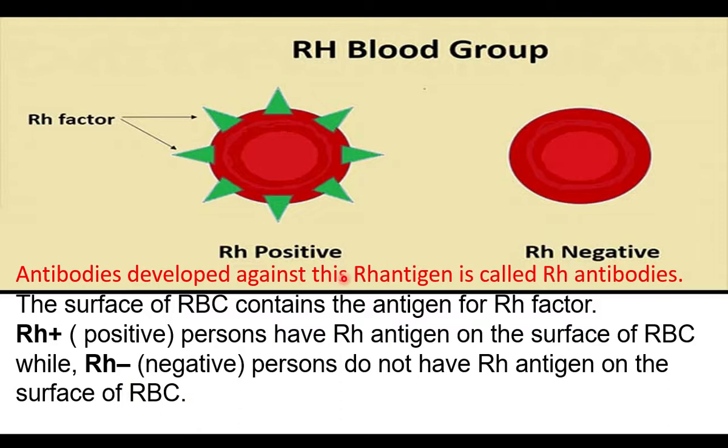Antibodies developed against this Rh antigen are called Rh antibodies. Rh antibodies are not naturally present. They are developed when blood is wrongly given, when blood is donated incorrectly.